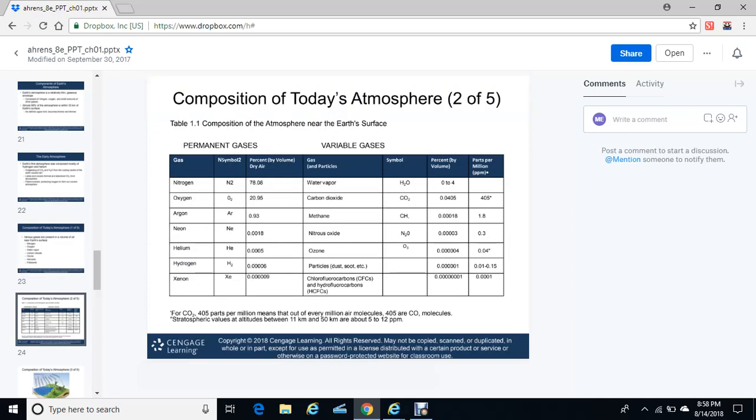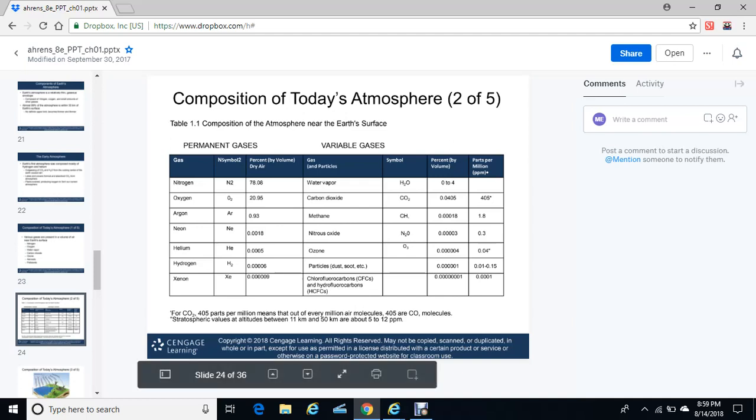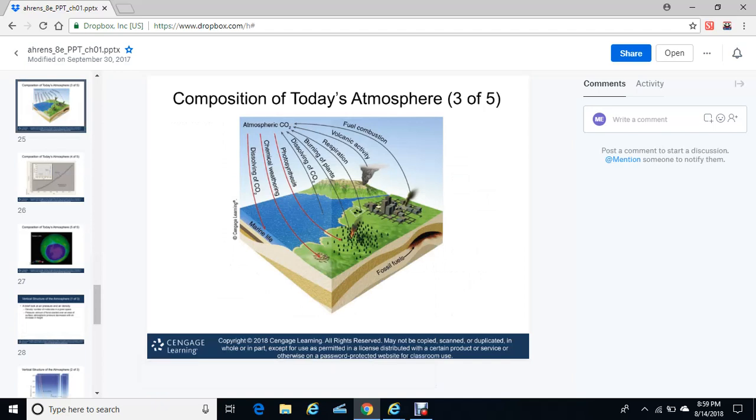All right, and then just a quick graph here. This is table 1.1. Generally, again, just a breakdown of the percentage by volumes of nitrogen, oxygen. There's your percentage of argon at 0.93%, and then you see neon, helium, hydrogen, xenon, other gases there too. Okay, and the particles, like I said, I mentioned those: dust, soot, and then chlorofluorocarbons and hydrofluorocarbons as well. So here again, it's just a rehash of the different processes now that make up today's atmosphere.